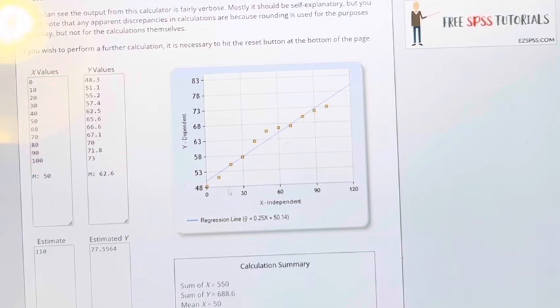And this also gives you another scatter plot, and you can see that the line of best fit follows very well.